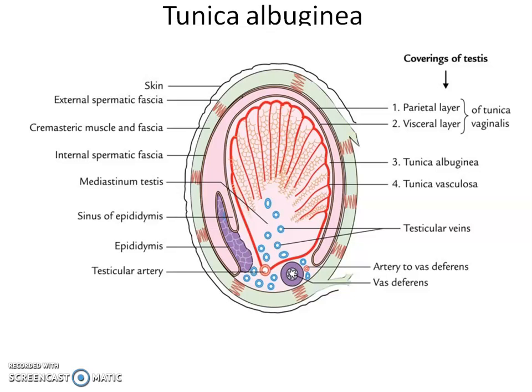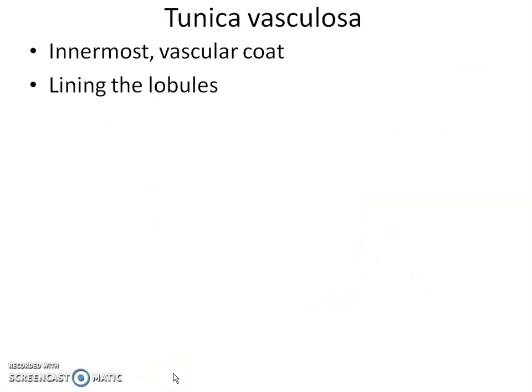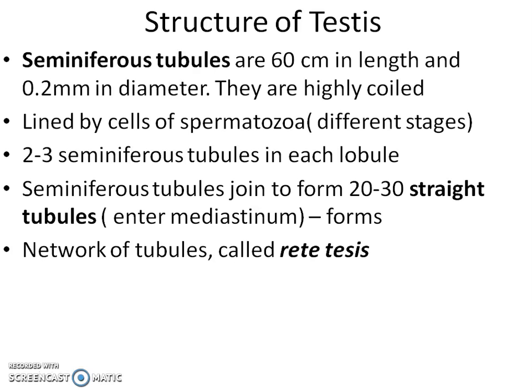This is how the tunica albuginea divides the testis into 200 to 300 lobules. Now you can see the tunica albuginea is forming septa which divide this testis into 200 to 300 lobules. And each lobule is lined by the innermost coat, which is the vascular coat, called tunica vasculosa. The structure of the testis.